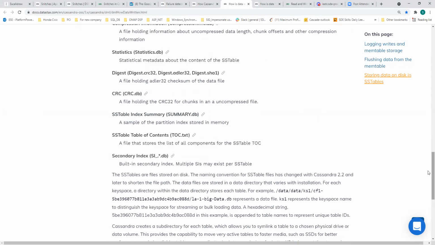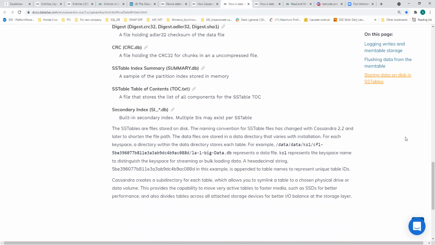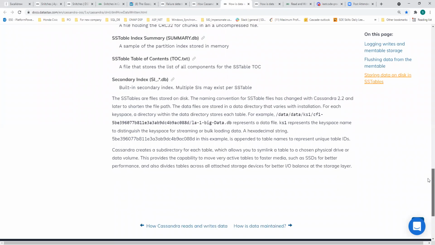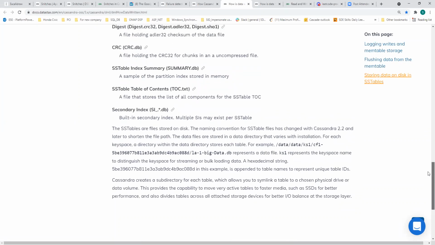Okay, so yeah, anyone wants to add anything? Okay, so the SS tables are files which are stored on a disk, and the convention of SS table has changed and all that stuff. Then I think we'll come to this later again, because there are some more things also in this table which we will cover during compaction.